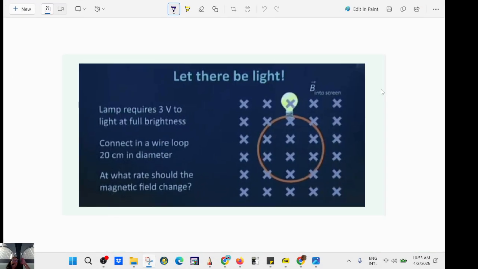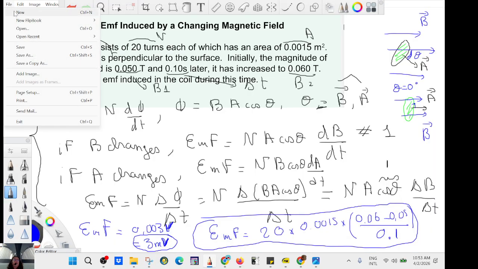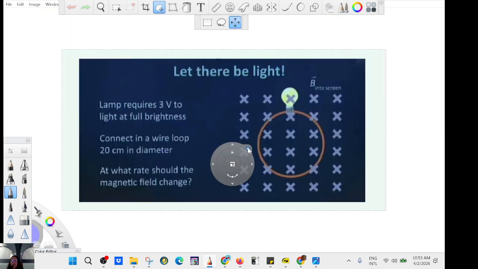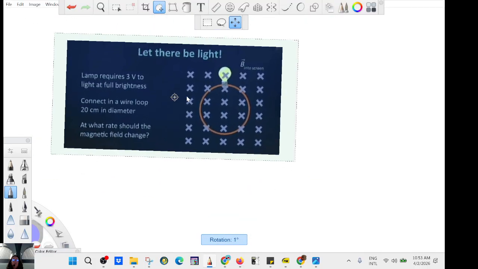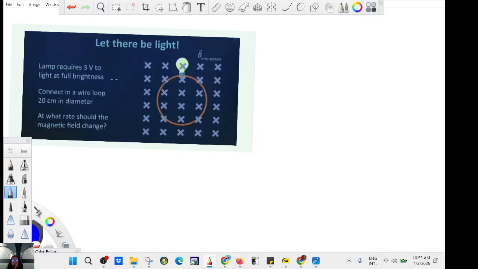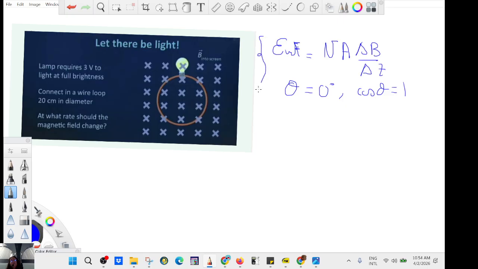So this unit is, once you understand the concept, it's just math. Okay, so EMF is going to be the number of loops. The area doesn't change. And then we just have delta B over delta t. And the angle is 0 degrees. So cosine theta equals 1. So we don't have to worry about it.